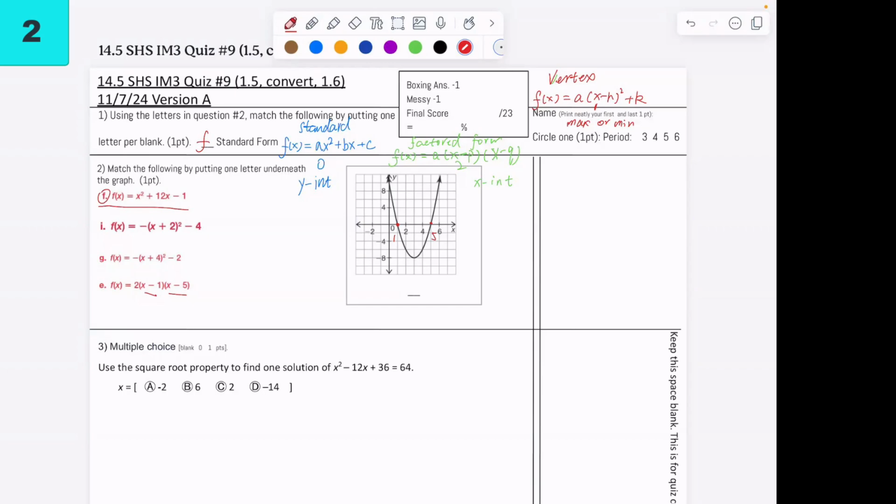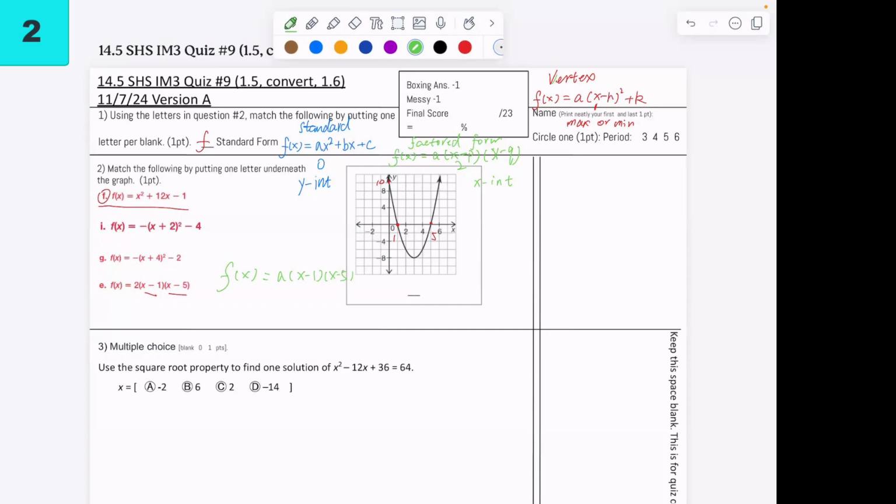And then another point we can find here is this point over here, the y-intercept. The y-intercept is actually (0, 10), right? So we put this y-intercept into this equation. Right now we have f of x is equal to a times x minus 1 times x minus 5, from the two x-intercepts, or two roots, we found, right?